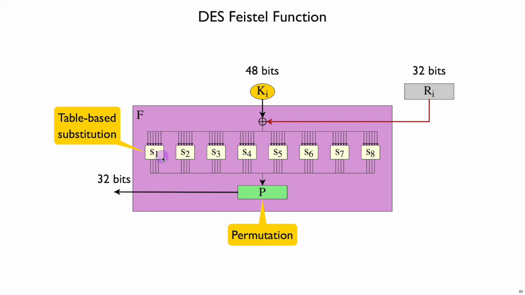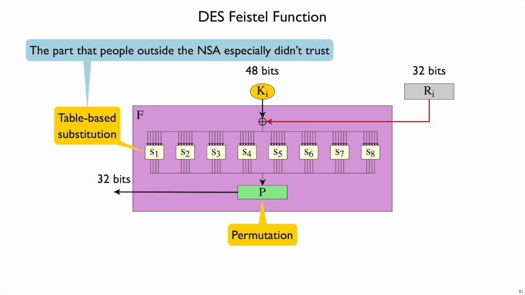Now, the actual substitution in here, it's just a table, but when DES was presented to the world, the reason for that table and how it was constructed was never explained. And so there was some concern that the particular substitution in that table somehow affected the algorithm in a way that meant that NSA could decode messages encrypted with DES.